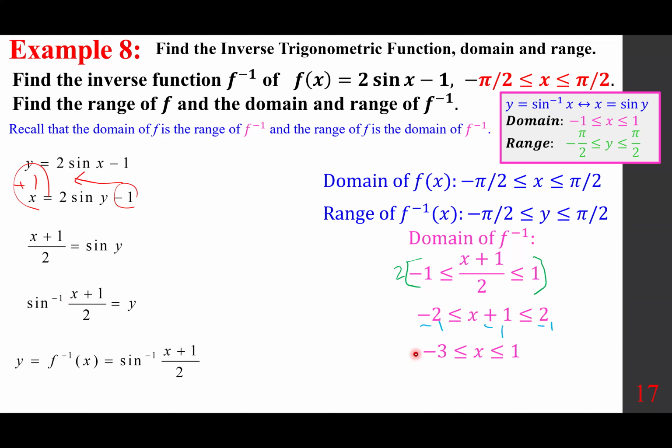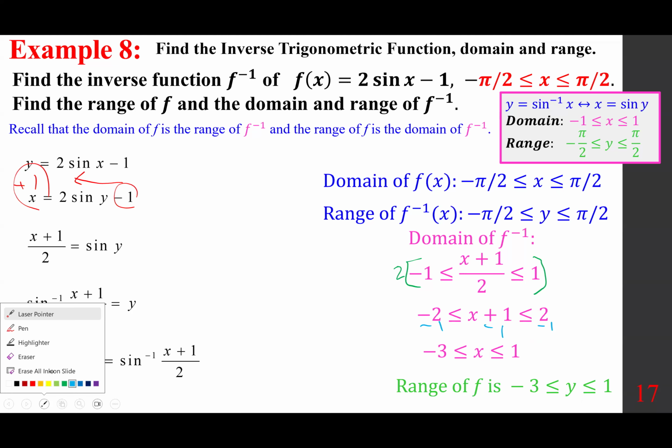This is the domain for f inverse. So the range for f, y, is between the same numbers. This is the domain of f inverse, which makes it the range of f. We are done, class. But I want to show you a second method, just for practice, because sometimes you might be more comfortable with that. Okay, so we go back. Let me just erase my work.